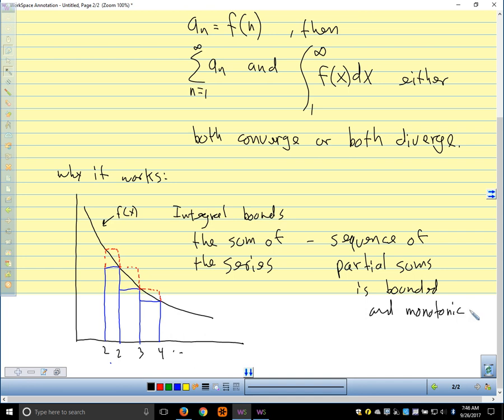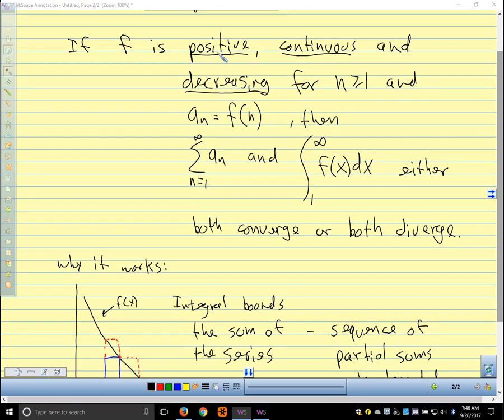So that's the outline of why the integral test works. The integral puts a bound on this sequence of partial sums. Our function is decreasing, so that sequence of partial sums also has to be monotonic, monotonically decreasing. So our sequence of partial sums is bounded and monotonic, so our series converges. Now the part that we have to be careful with is, one, we have to make sure this function is positive, and two, we have to make sure our function is decreasing. So just because you see some function and you think, oh, this would be easy to integrate, so I'm going to use the integral test, we have to make sure our function satisfies these conditions before we use it.